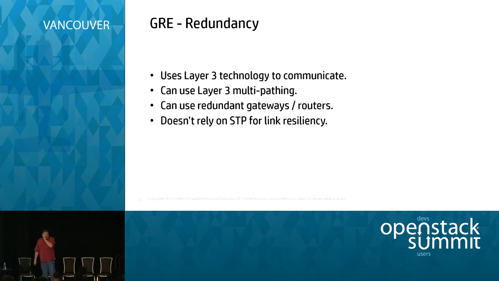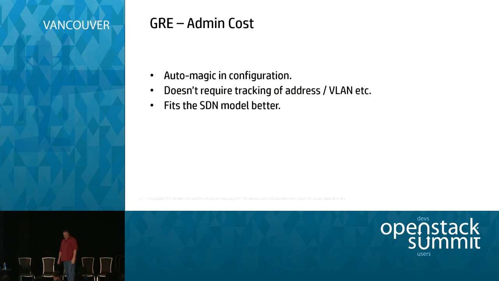So, redundancy in GRE. Well, it uses layer 3 technology to communicate, so all the goodies that go with layer 3, you too can use. You can use multipathing, equal cost multipathing, all the good stuff that's kind of traditional WAN technologies. You can use redundant routers, gateways, all that good stuff. And it doesn't rely as heavily on spanning tree. Still, at the underlying fabric, you've got layer 2 that's dealing with spanning tree. But because you can now lean on things like dynamic pathing, you're less beholden to it.